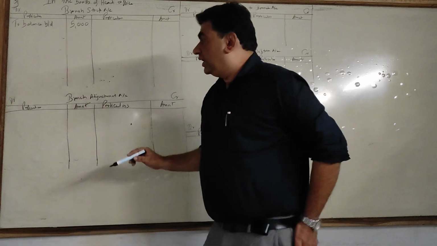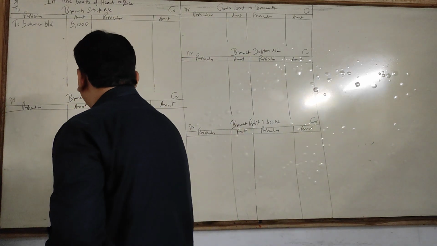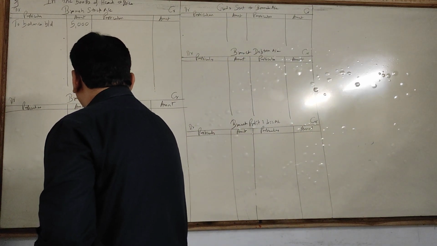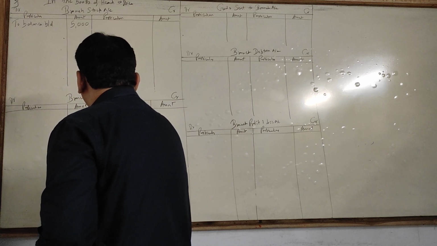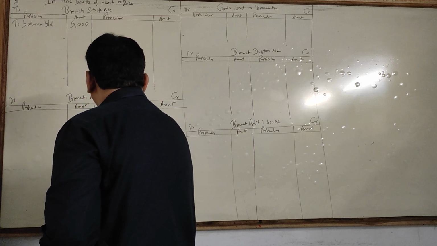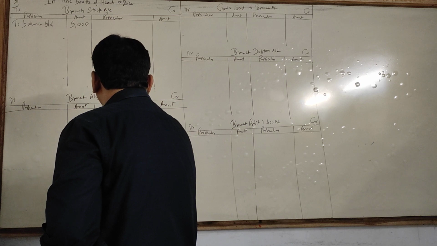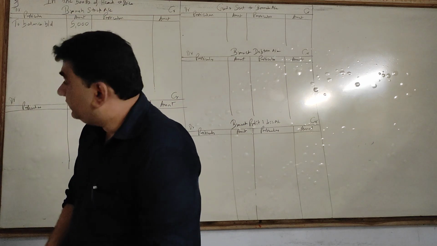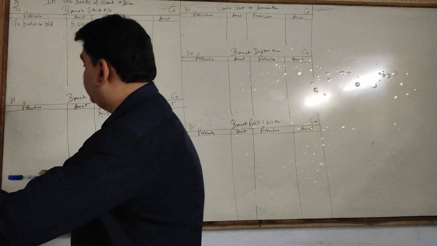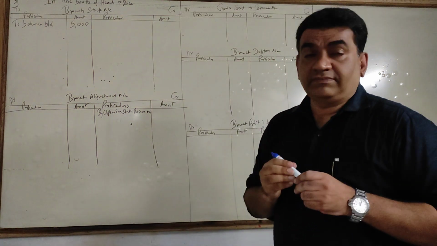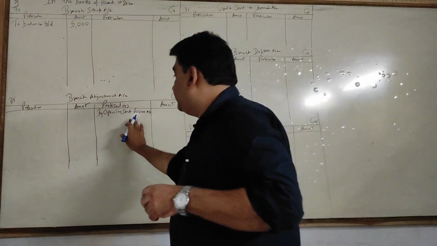So what you do? Come to the credit side of branch adjustment, write it. By opening stock reserve, even if you write by balance brought down, that is also fine. Okay. I will show the calculation in brackets. What is my invoice price?